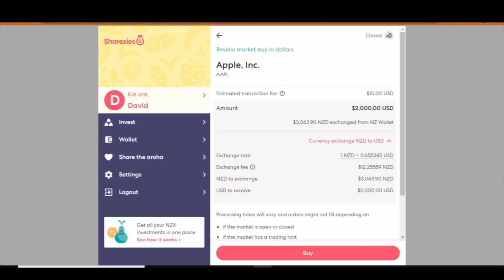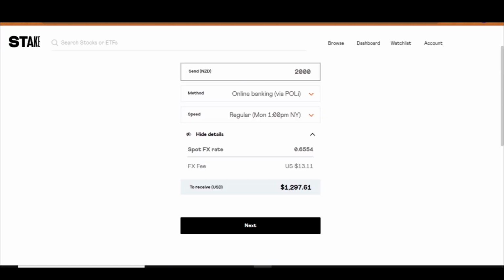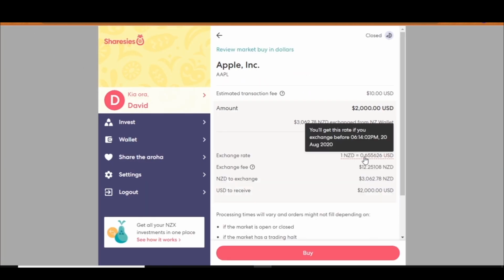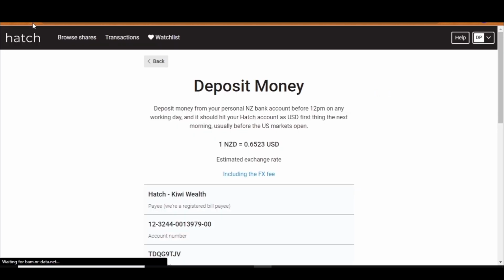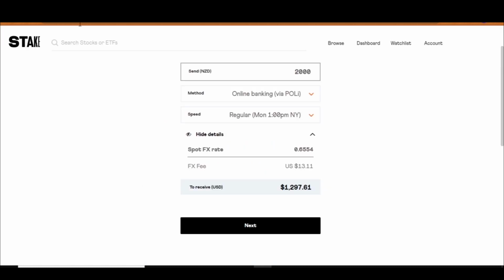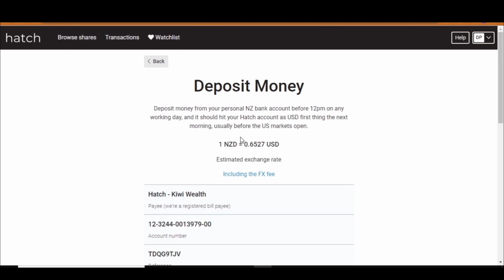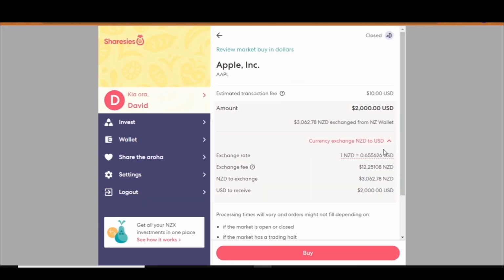I'm logged into all 3 platforms right now. And if I go ahead and hit refresh, expand this, we've got the Sharesies exchange rate right now. Go to Hedge, hit refresh. We've got the Hedge exchange rate right now. Go to Stake and hit refresh. Expand details and we've got Stake's exchange rate right now. So I'm going to copy all of these 3 exchange rates into our spreadsheet.